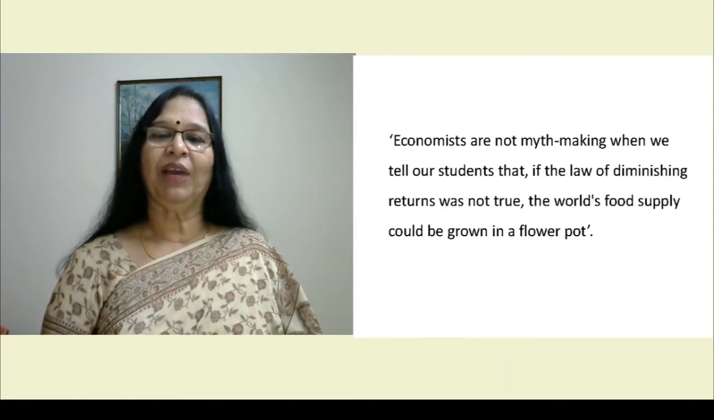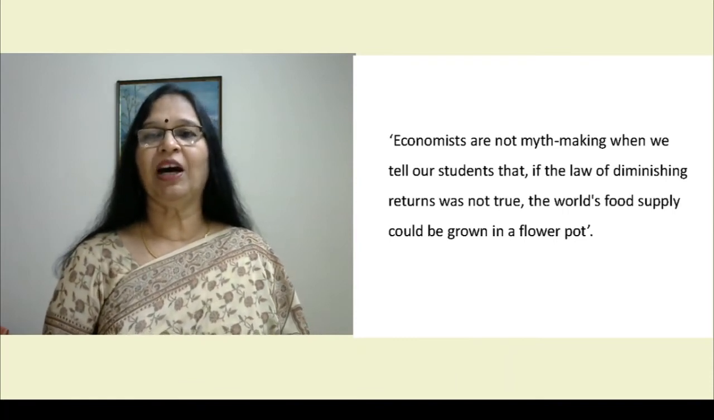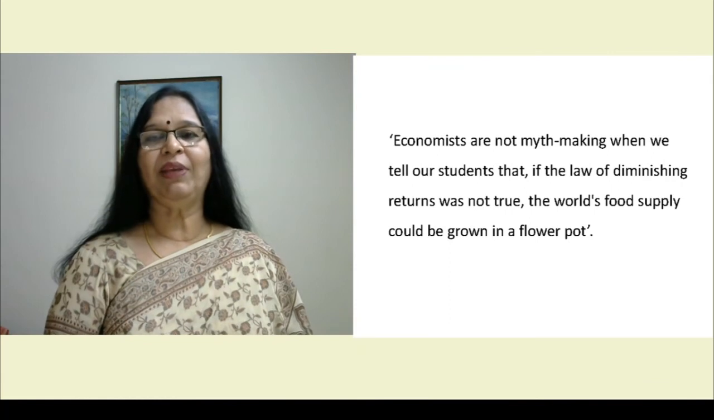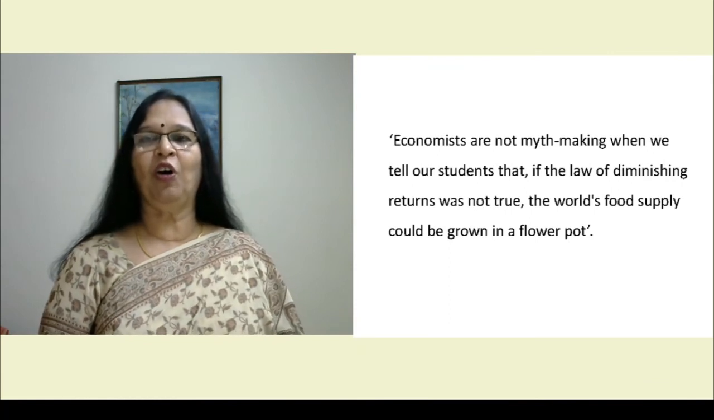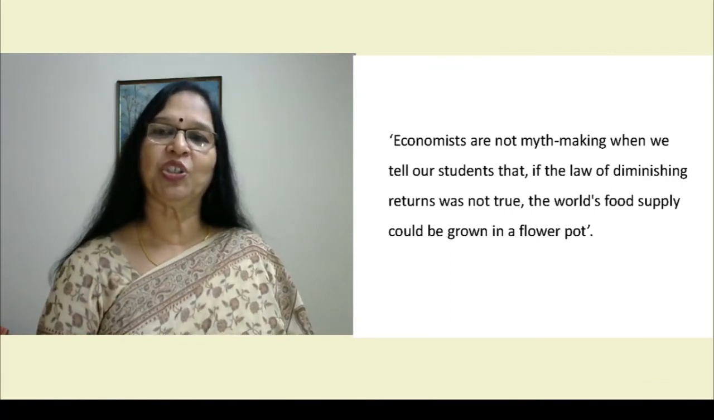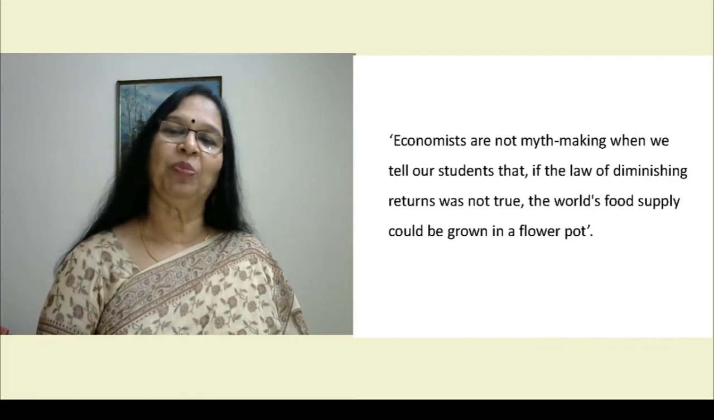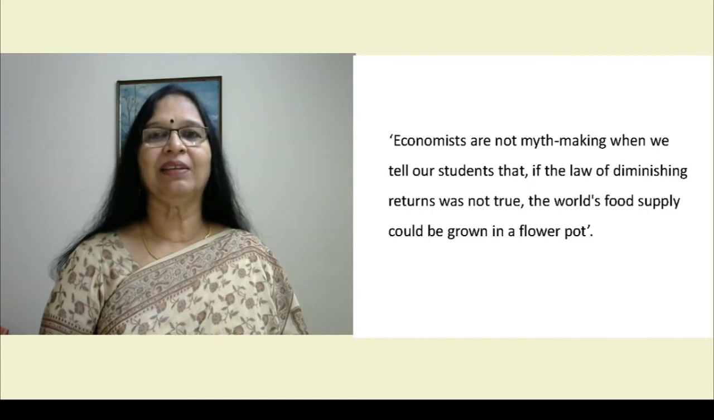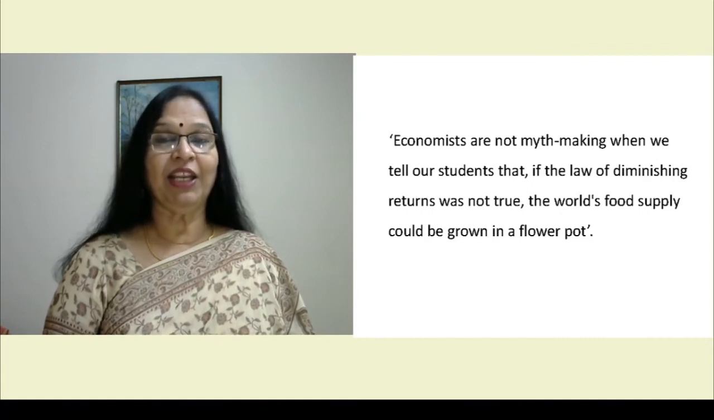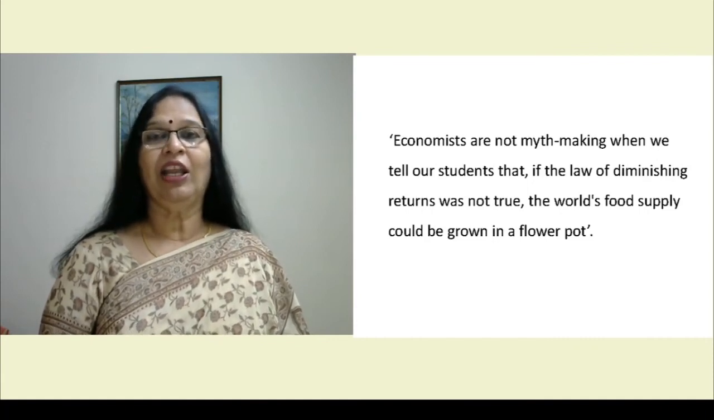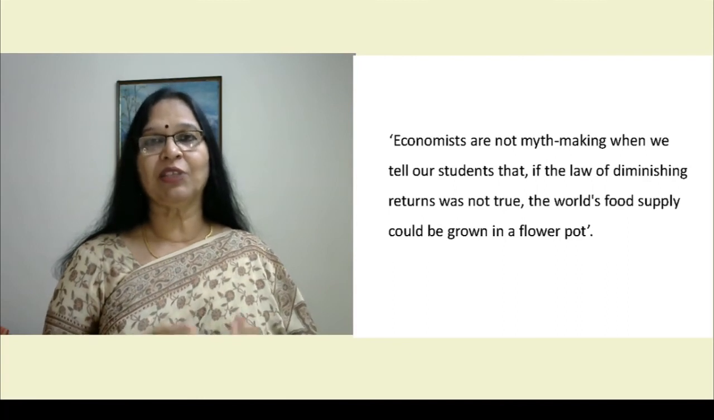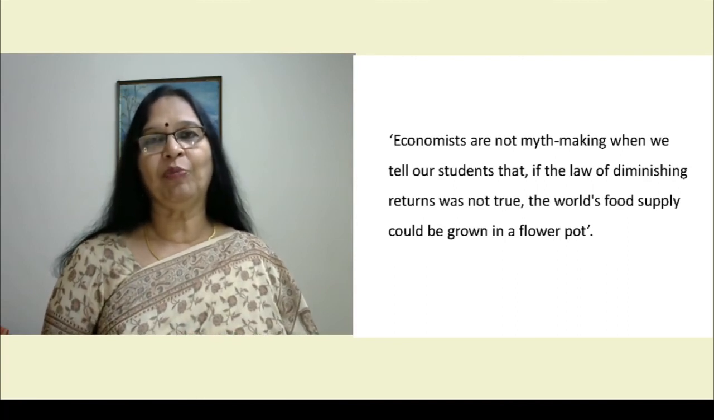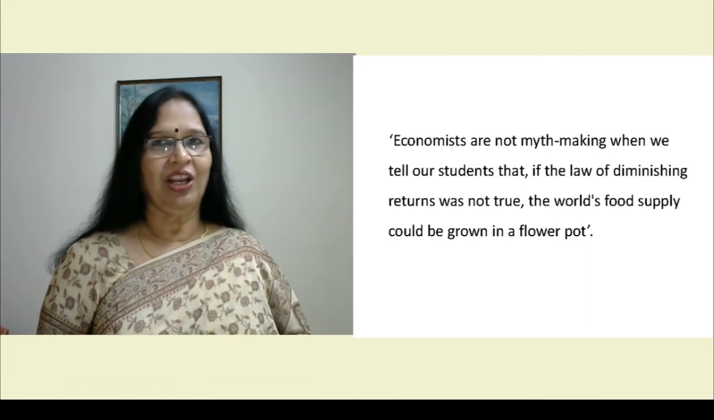So we have this famous statement, economists are not myth making when we tell our students that if the law of diminishing returns were not true, the world's food supply could be grown in a flower pot, isn't it? So it means that we need land and we need laborers, but we can't think that if this law did not operate, we could have taken one small piece of land and we could have provided the food to the entire nation. Now that doesn't happen.